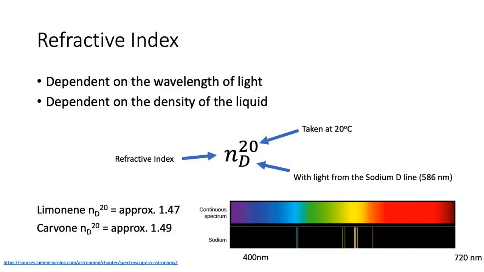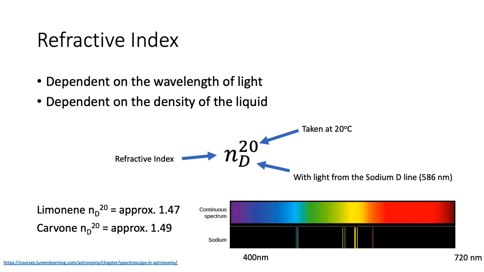The refractive index is dependent on the wavelength of light. So you might imagine that if the refractive index, and how much the angle and the speed of the light changes, is dependent on how the light interacts with your liquid, then it'll depend on the properties of your light, so the wavelength, and the properties of your liquid. And one that we care about is the density.